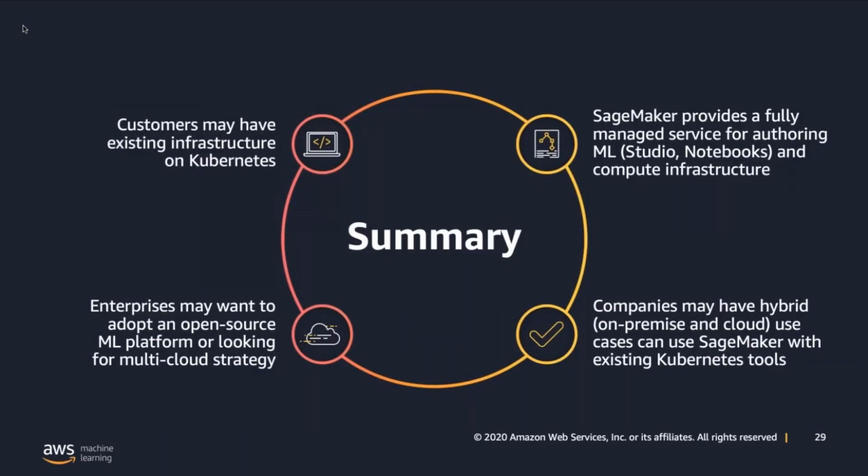So just to summarize, through SageMaker, you have the benefit of a fully managed service. Companies require sometimes both hybrid on-premise and on the cloud that are oftentimes standardized entirely on Kubernetes. Enterprises may want to adopt an open source ML platform or multi-cloud strategy, which oftentimes, once again, is done via Kubernetes. Or if you're a customer that has existing Kubernetes infrastructure, leveraging AWS and SageMaker through the operators or through the components gives you that full portability while also scaling out your existing solutions with ML tools.